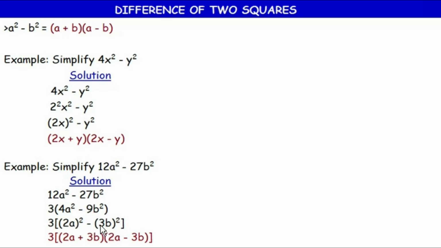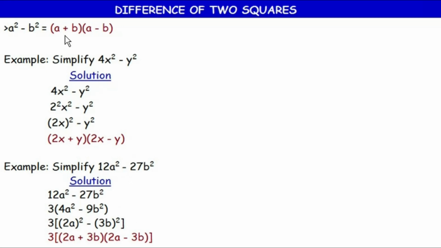Then we can apply the principle of the difference of two squares here. So now we have 2a and 3b as our individual units. 2a is one square, 3b is another square. So we can now find the difference of these two squares. It's simply going to be 2a plus 3b in one bracket, multiplying the expression 2a minus 3b, and then you bring the 3 outside. So that is how to approach this particular question.